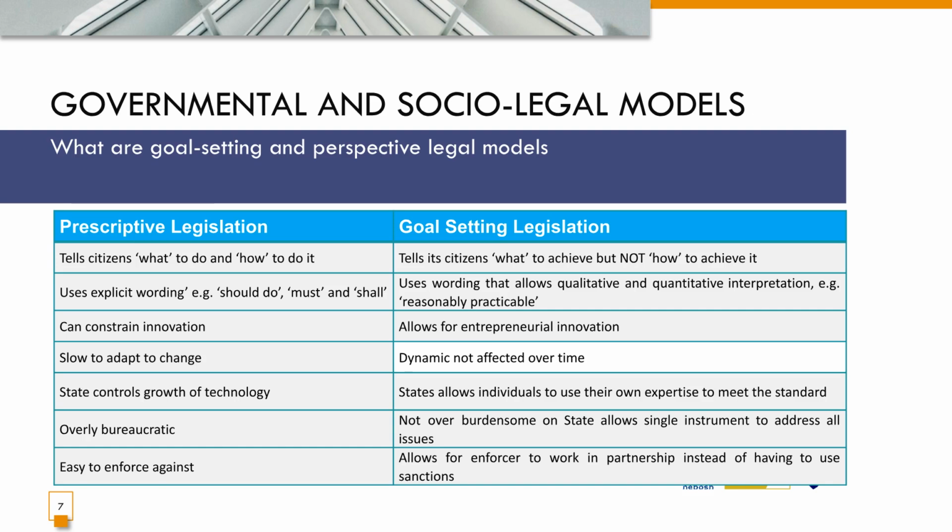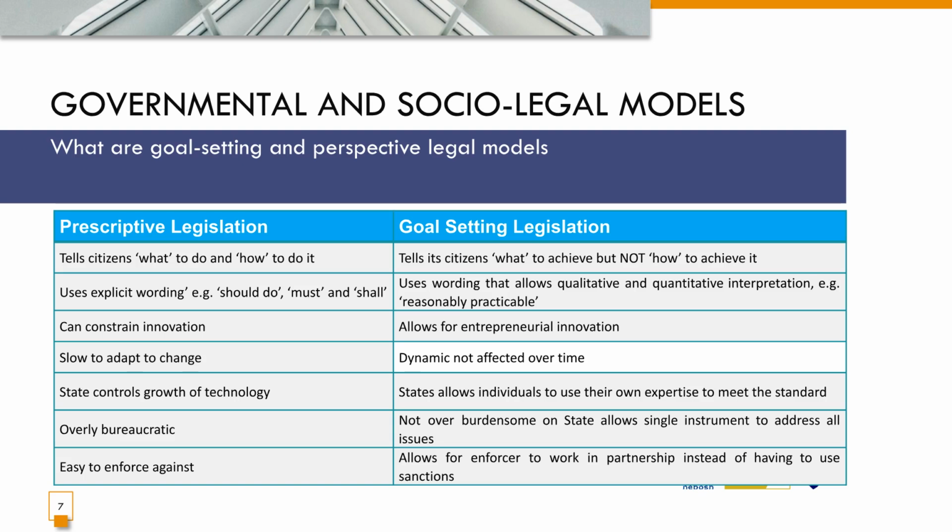Let's use this table to bring the comparison to life. Prescriptive legislation tends to be easy to enforce because it's explicit: must, shall, should. It gives clarity to duty holders, but it can also constrain innovation and become bureaucratic. It may struggle to keep pace with new technology and industry change because the state has to keep updating the rules. Goal-setting legislation, on the other hand, is described as dynamic and not affected over time in the same way.